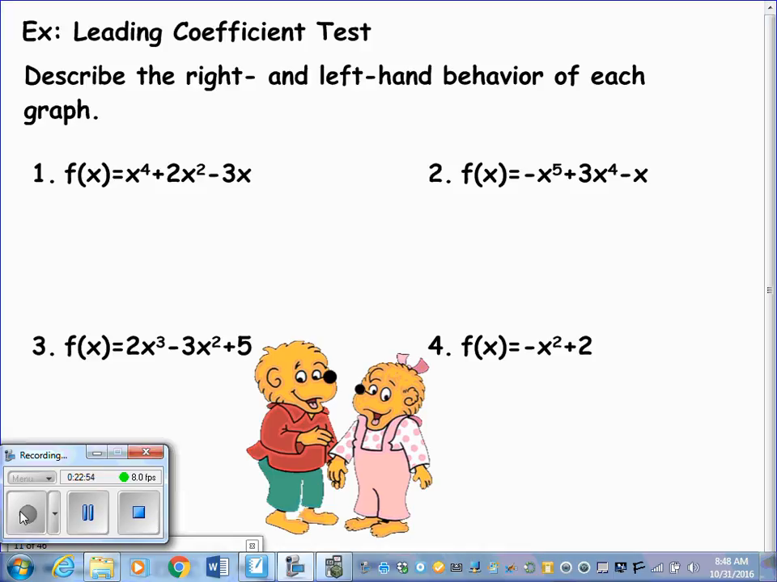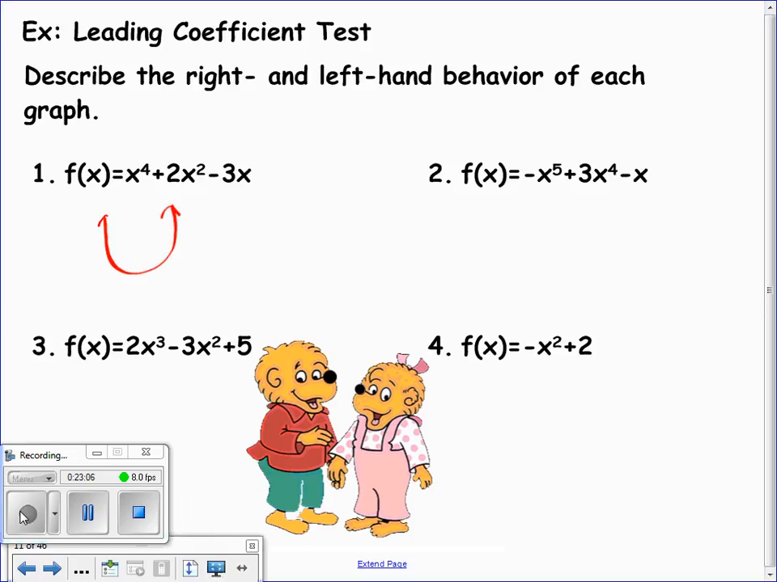All right, let's try just a couple more, make sure we got this idea. So number one, exponent, even or odd? And positive or negative? So what's that mean? He's going to be happy. Good. Number two, exponent, even or odd? Odd. Positive or negative? What's that mean? Squiggly down.